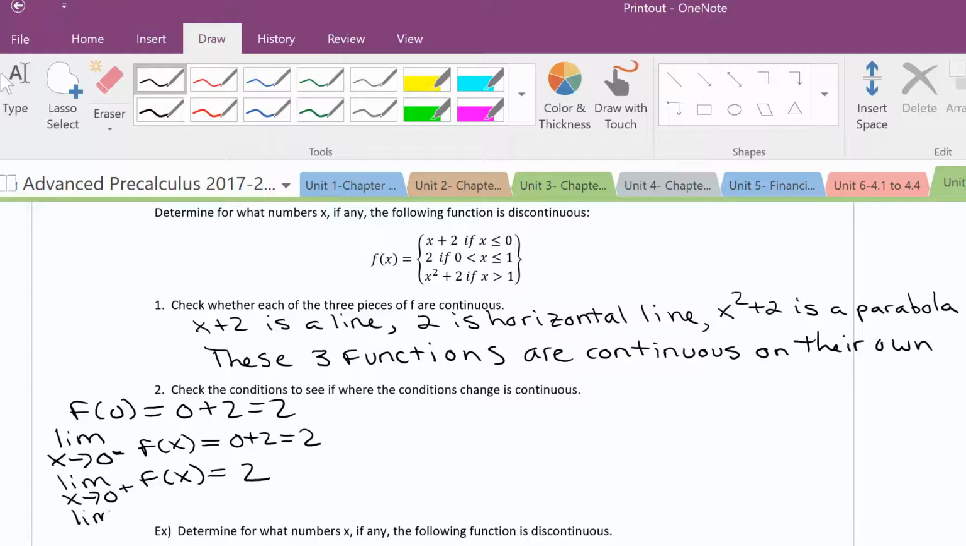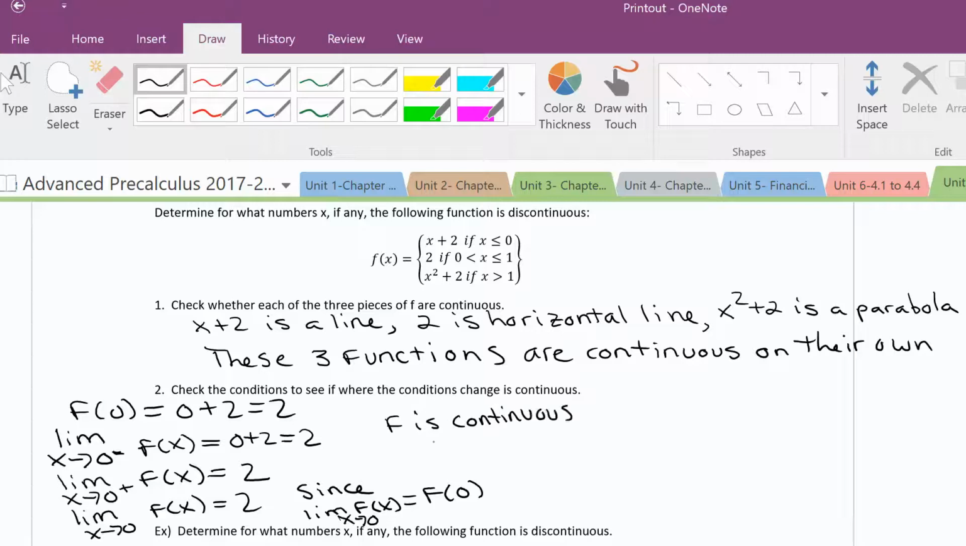So that means the limit as x approaches 0 of the function is 2, since from the left and right it's 2. That means since the limit of the function as x approaches 0 is equal to f of 0, that means f is continuous at 0. So now we see if it's continuous at 1, because 1 is the other place where it changes.